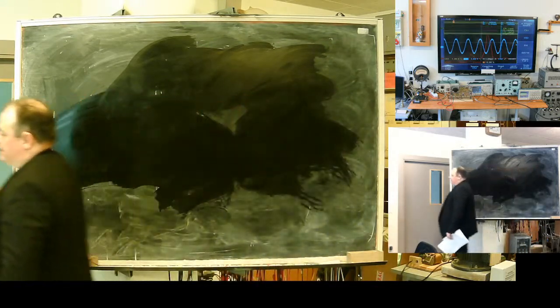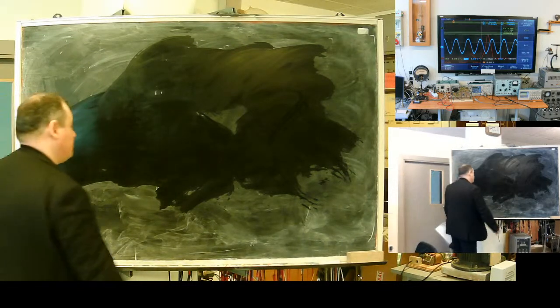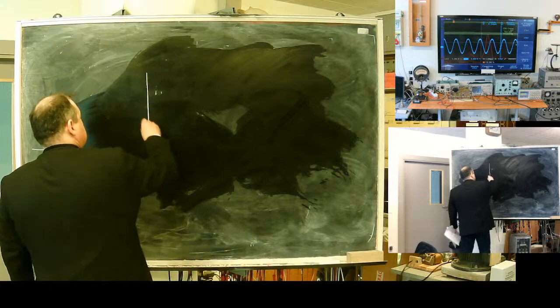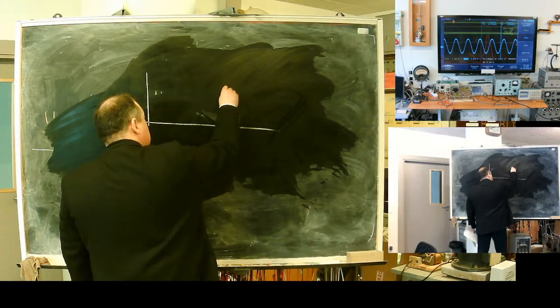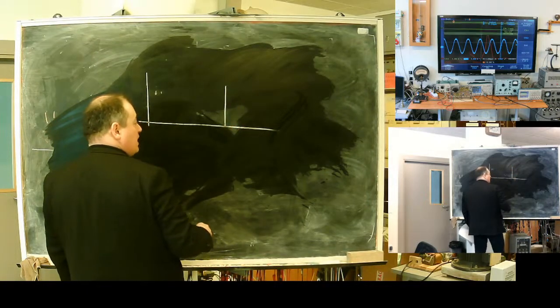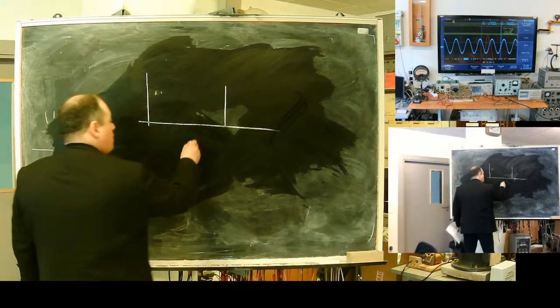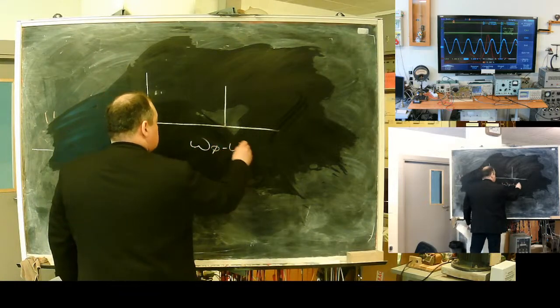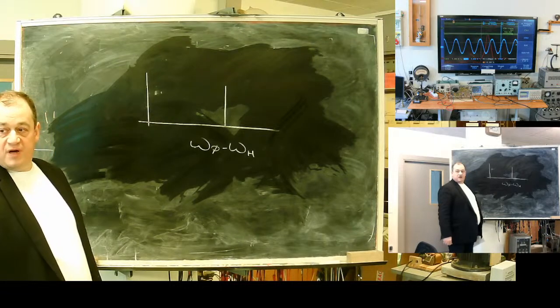Now I have only the carrier, without modulation. What will be the spectrum? As an amplitude modulated signal, it will have a central line at what frequency? Omega 0 minus omega. At the difference.